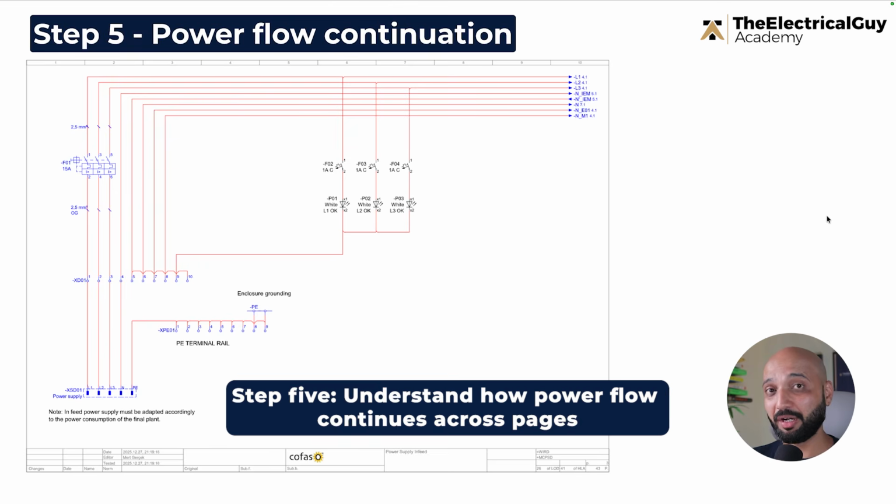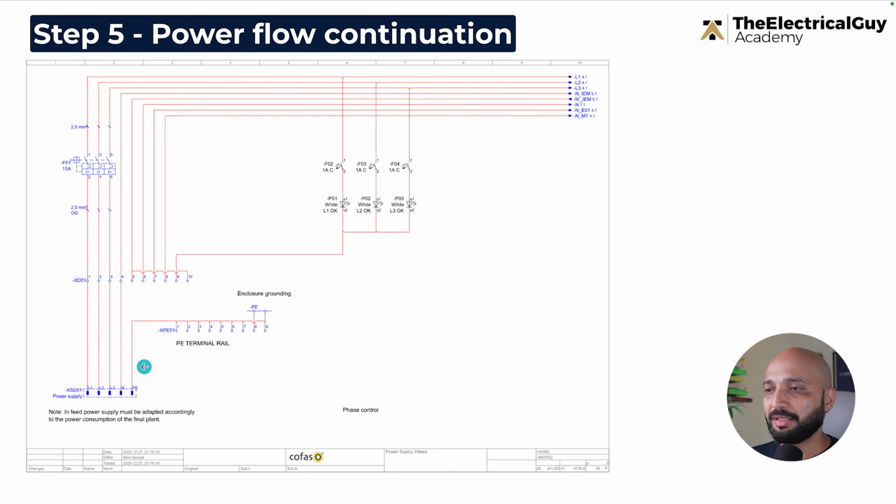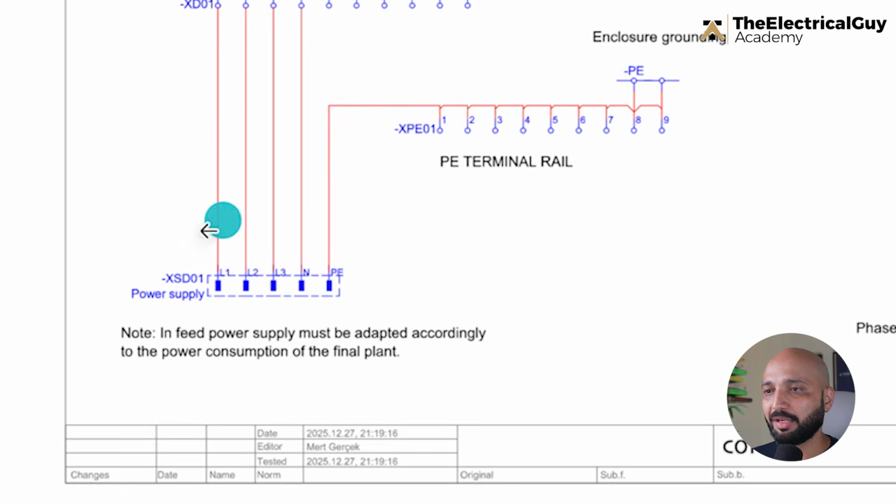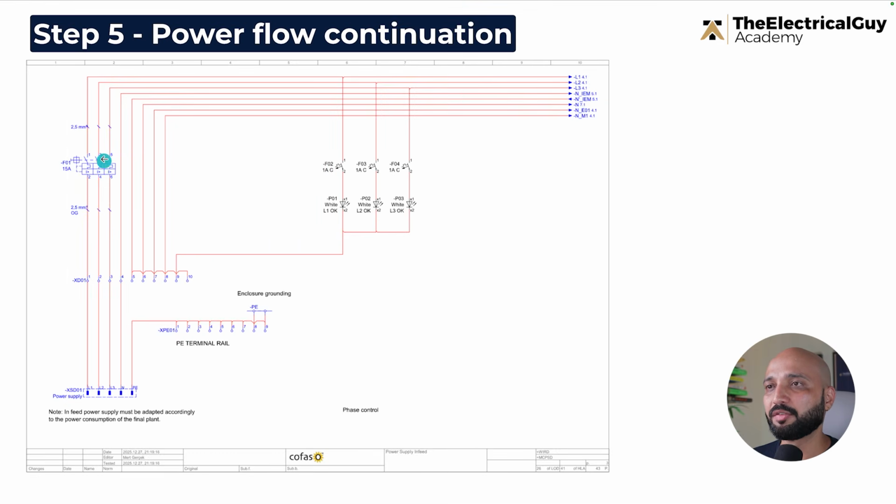Now, this is where I used to get a lot of confusion, but then I realized there is a method to understand the power structure. So you can see here is one example. This is drawn on the Cofaso software. You can see we have the power supply here. The diagram or the wiring is flowing from left to the right.